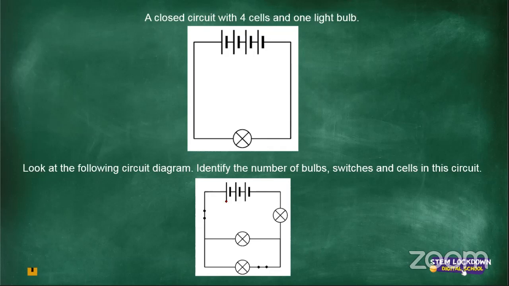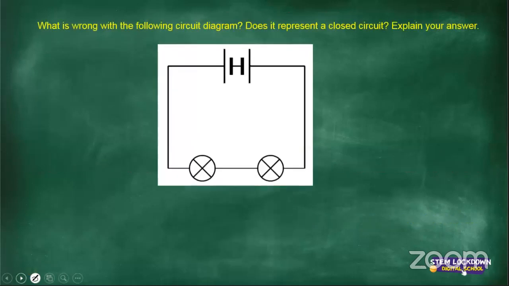Okay, so there's 1, 2, 3 cells, 1, 2, 3 batteries, and there are 2 switches here, and you have your conducting wire. So 3 cells, 3 bulbs, and 2 switches. Can anybody identify what's wrong with this circuit?